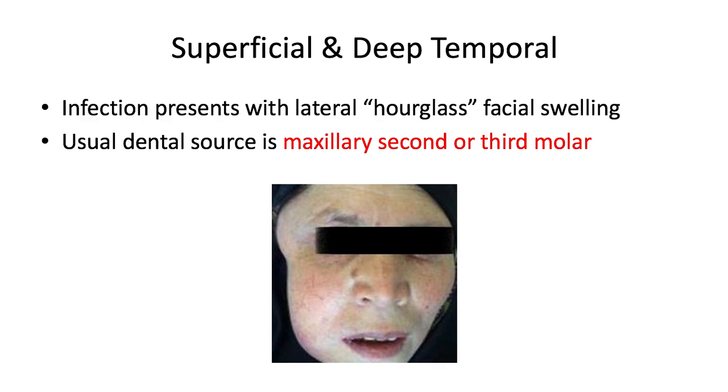So if you have an infection of the superficial and deep temporal spaces, it's going to result as a lateral hourglass facial swelling. This is what they're calling an hourglass shape, where you have two parts that stick out. You're getting expansion at the temple and also the cheek, with the zygomatic arch area staying constricted. The usual dental source for an infection of this space is a maxillary second or third molar.